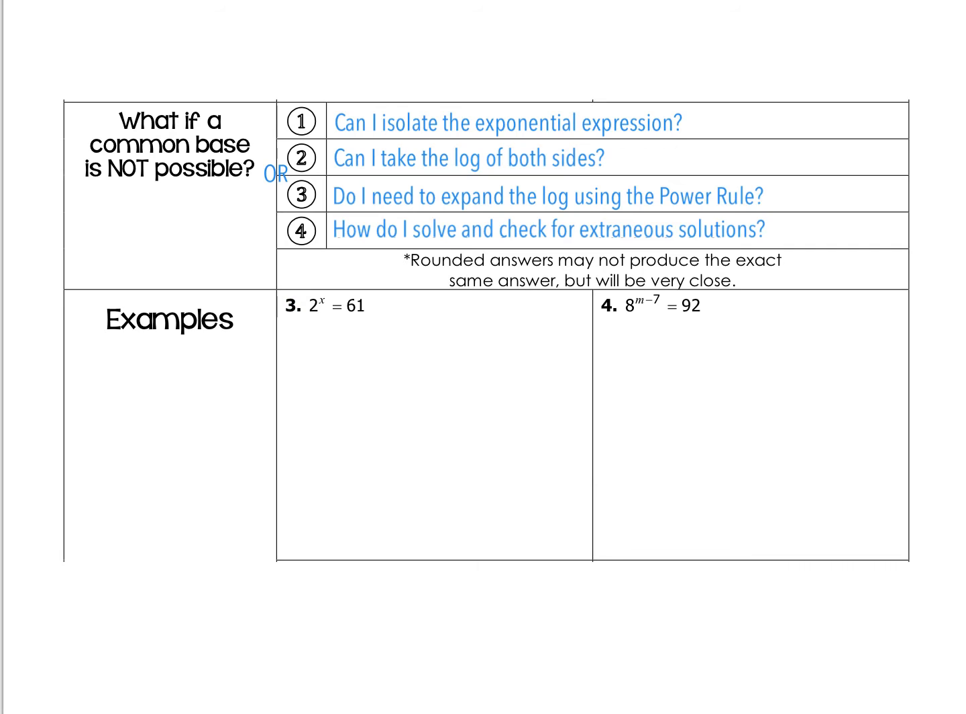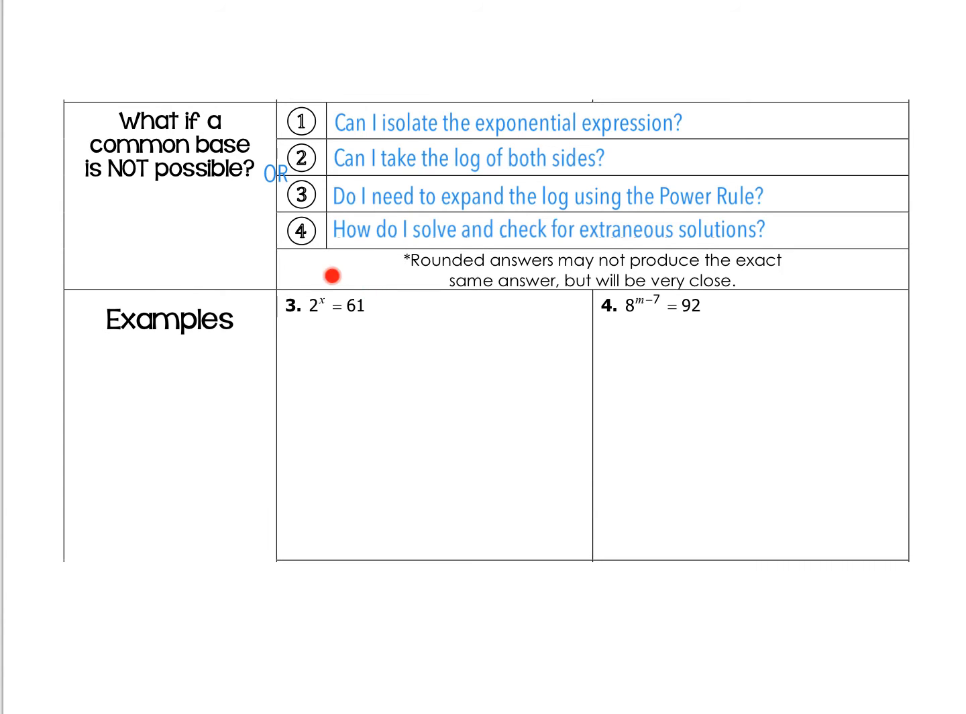So let's go ahead and look at this first example: 2 to the x equals 61. Can I isolate the exponential expression? It is already isolated. I have a base and an exponent, and that's it on the left-hand side of the equation. So from here, there are 2 different methods, and I'm going to walk you through both of those.